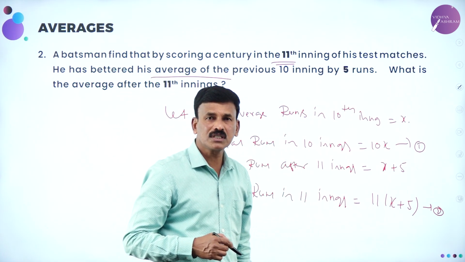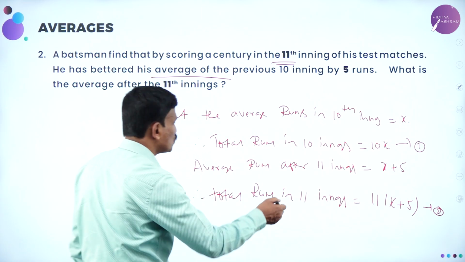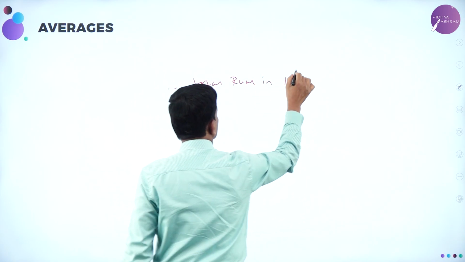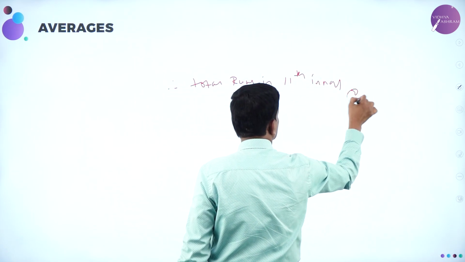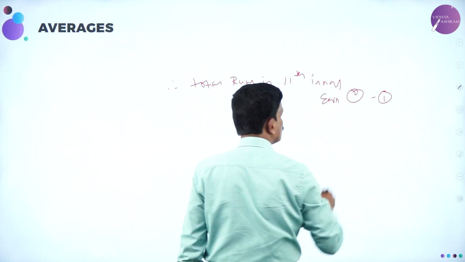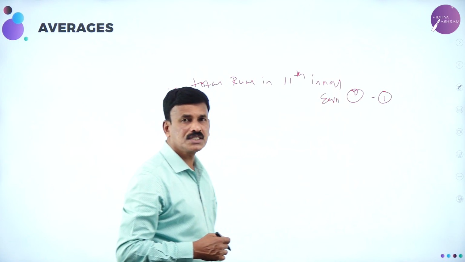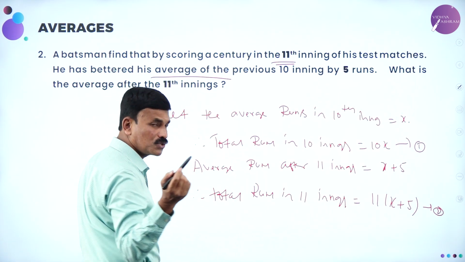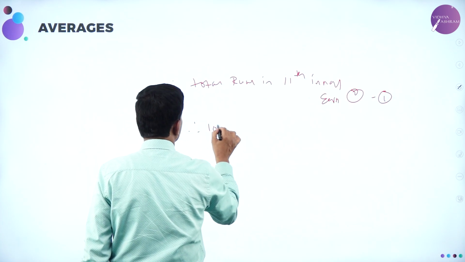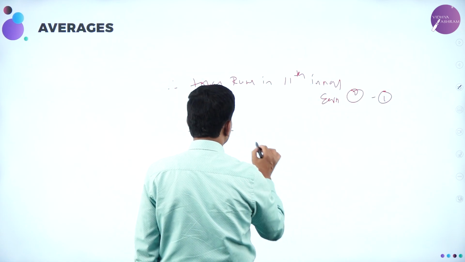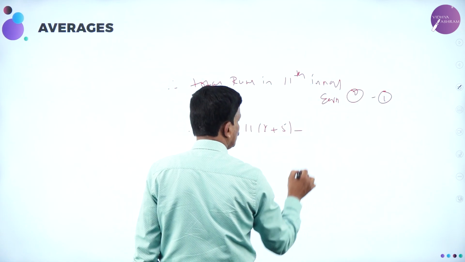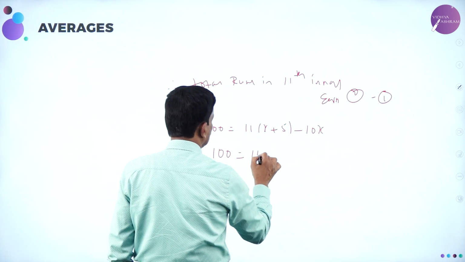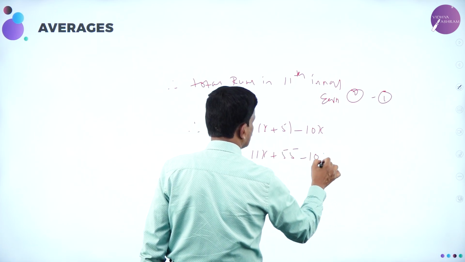Okay. Now, therefore, the total runs in the 11th inning is equal to equation 2 minus equation 1. Equation 2 minus 1 gives the runs, right? So, what is the condition? You will hit a century. So, the batsman finds that by scoring a century, 100 is equal to 11 into x plus 5 minus 10x. So, that is 100 is equal to 11x plus 55 minus 10x.